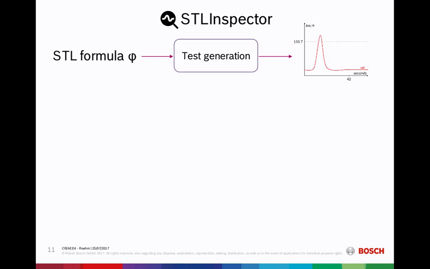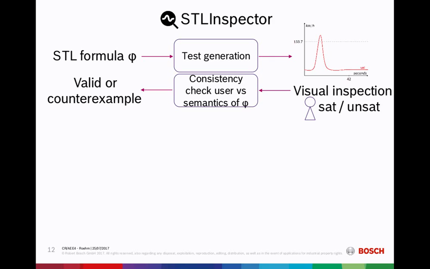And therefore, we give a formula phi as input. We use a test generation algorithm, and then we generate test signals. These test signals are visually inspected by an engineer. So we use an engineer in the loop. And then the engineer says basically if the signal satisfies this informal textual requirement.